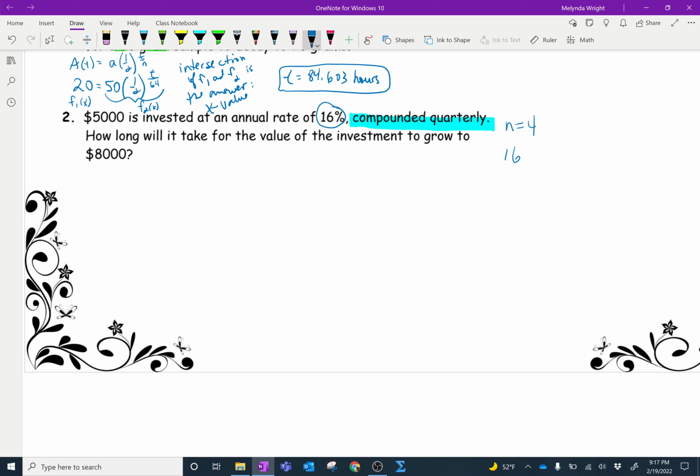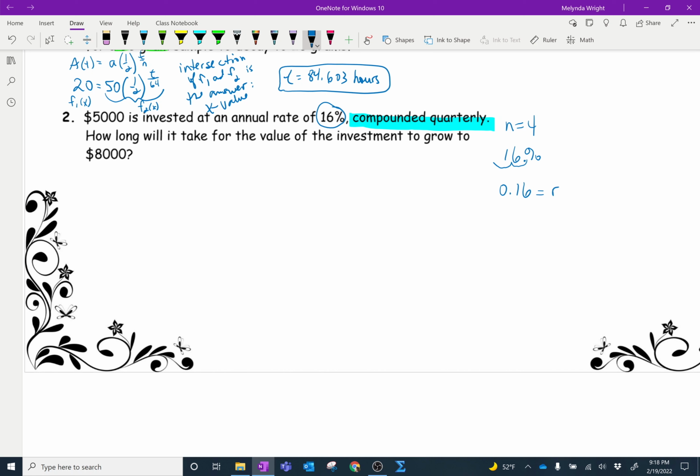Okay, we know that we cannot use percent. We have to use a decimal. And I bet you remember from previous math classes that you move the decimal left twice to turn it into a decimal from a percent. All right, so we have that. That's going to be our R.